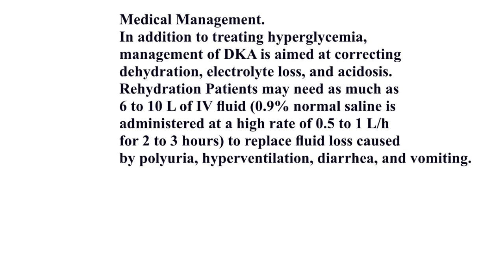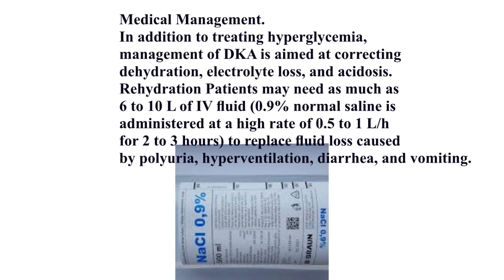Rehydration: patients may need as much as 6 to 10 L of fluid. 0.9% normal saline is administered at a high rate of 0.5 to 1 L/h for 2 to 3 hours to replace fluid loss caused by polyuria, hyperventilation, diarrhea, and vomiting.